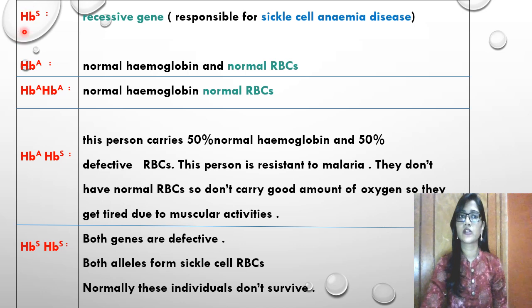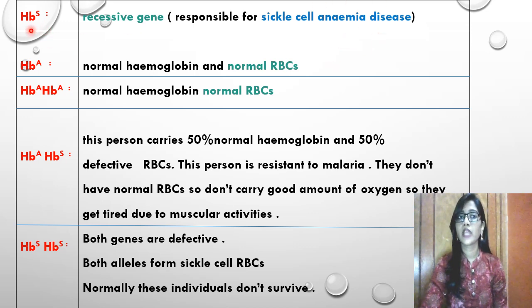So before talking about the chart of sickle cell anemia, it is very essential that you understand the meanings of these terms. That is, what is HbS, what is HbA, what if HbA and HbA get expressed together, what if HbA and HbS get expressed together, and what if HbS and HbS get expressed together. If you understand these terms very clearly, you can write the answer and you can understand sickle cell anemia in detail. If a person carries the HbS type of allele, it is the recessive gene which is responsible for the sickle cell anemia disease.